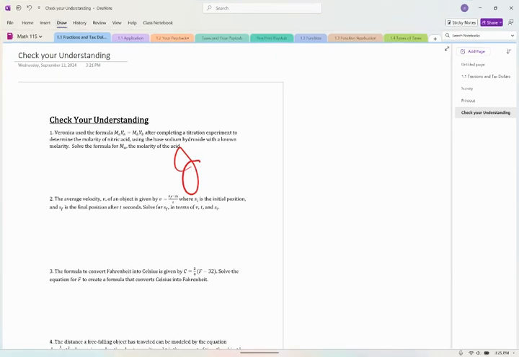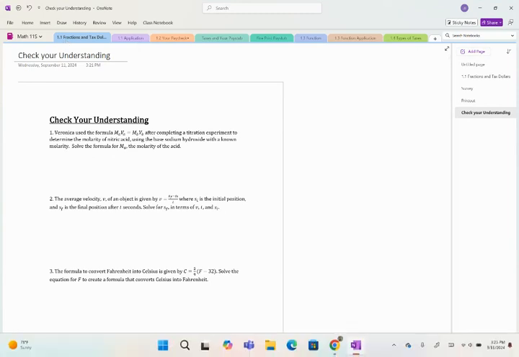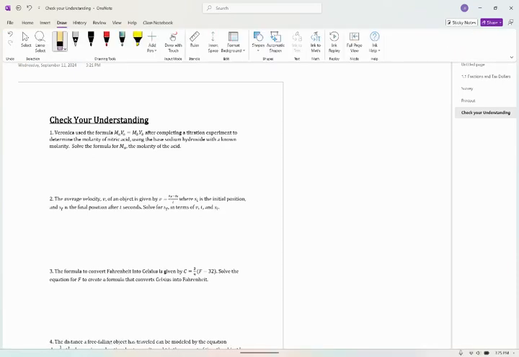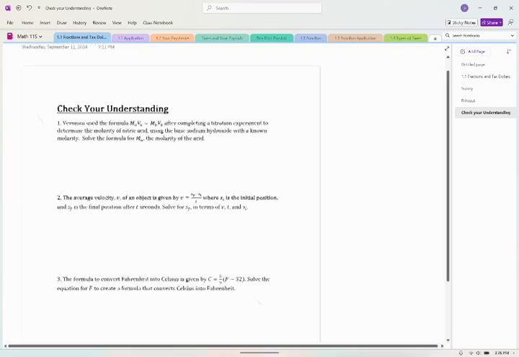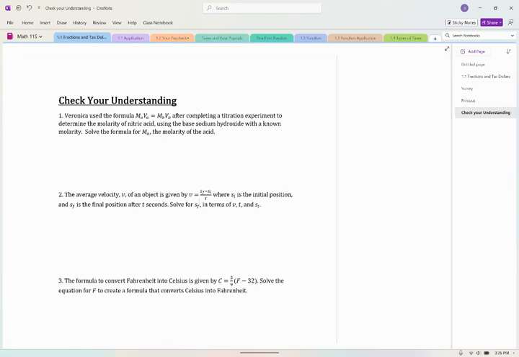Okay, so we are going to start with the check your understanding. Veronica used the formula. Now, remember, when we're using these formulas, we don't really care what everything stands for. It's more just understanding how to get the variable by itself. So Veronica used the formula M sub A, we call it sub A because A is on the bottom, V sub A equals M sub B, V sub B.